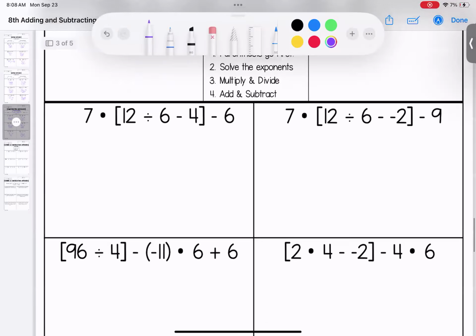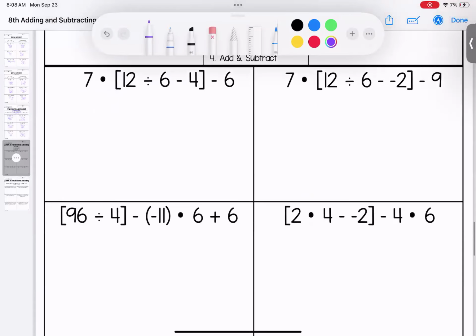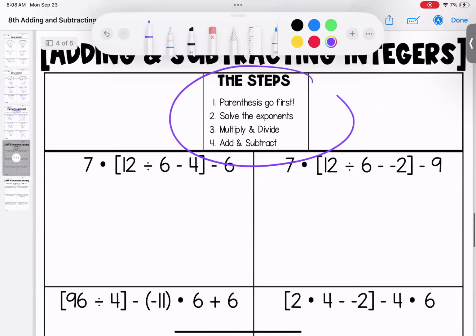All right, my darling loves, page 4 is looking at some PEMDAS or order of operations. So reminder up here of what we need to do. And then we just need to do it.